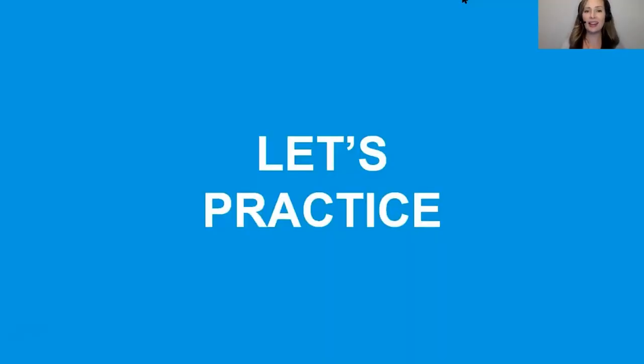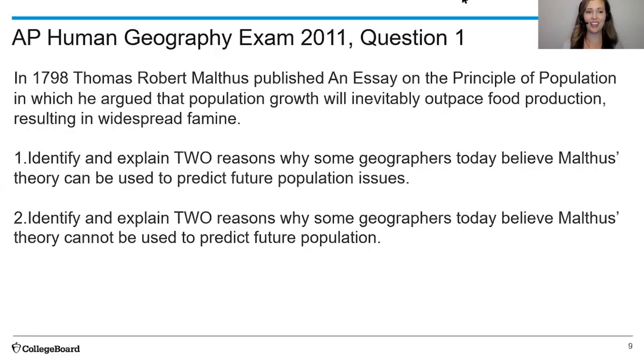So we're going to do a little practice here. You have the basics of Malthus's theory. Let's think about how this might apply in our world today. I have here one of the FRQ questions from the AP Human Geography exam in 2011. Now, this is in the older style of the exam, but it's still very worthwhile to explore because it asks us to analyze his theory.